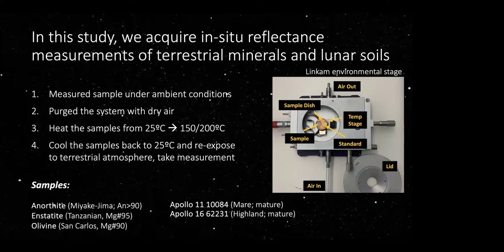And while we're heating them up, we're continually taking measurements of these samples to see how they're changing as we are assumably removing water or hydration from their surfaces. Once we reach our maximum temperature, we cool these samples back down to roughly 25 degrees Celsius, and then we re-expose them to the terrestrial atmosphere by just taking off the lid. And then we take another measurement of our sample to see what has happened.